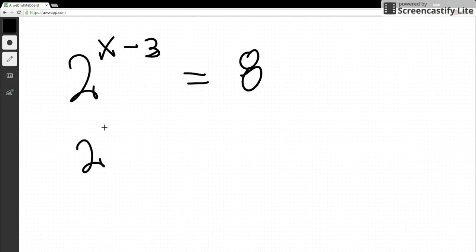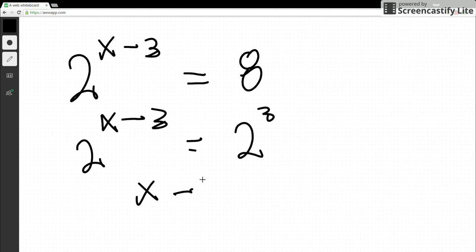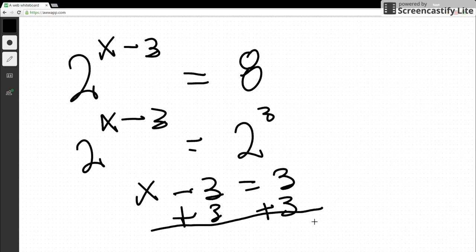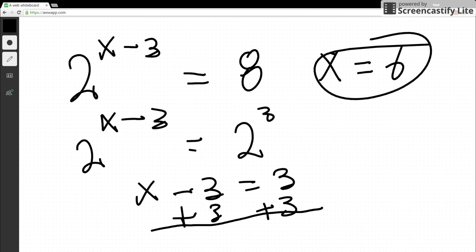And this is an exponential equation, so what I need to do is get the bases to be the same. 8 can be rewritten as 2 to the third, and once I get the bases the same, I set the powers equal to each other. Okay, and then I add a 3. Coming up here, x equals 6.